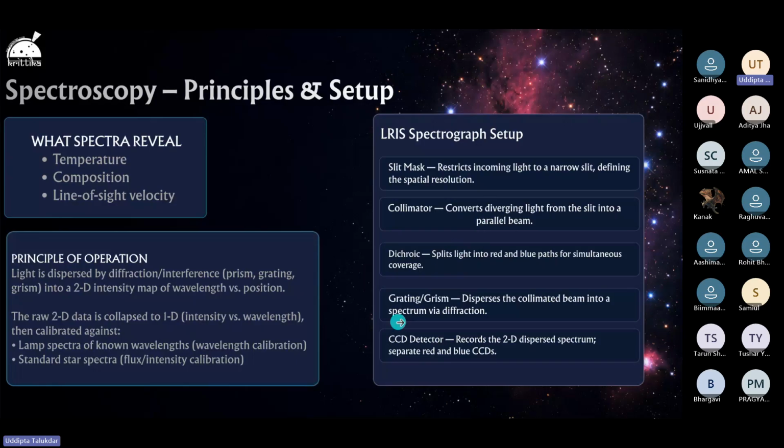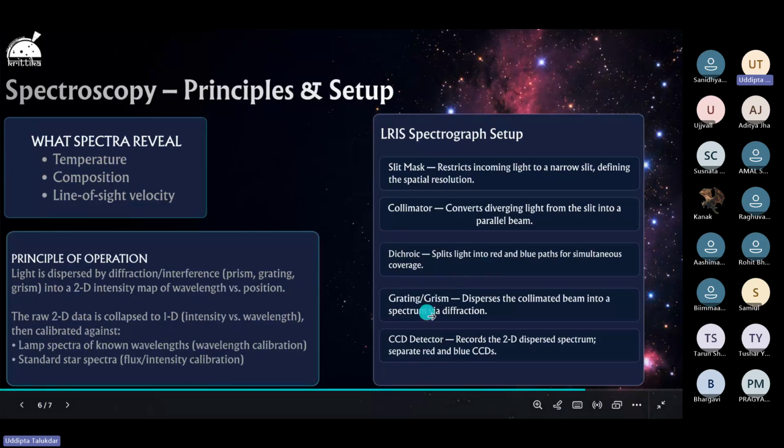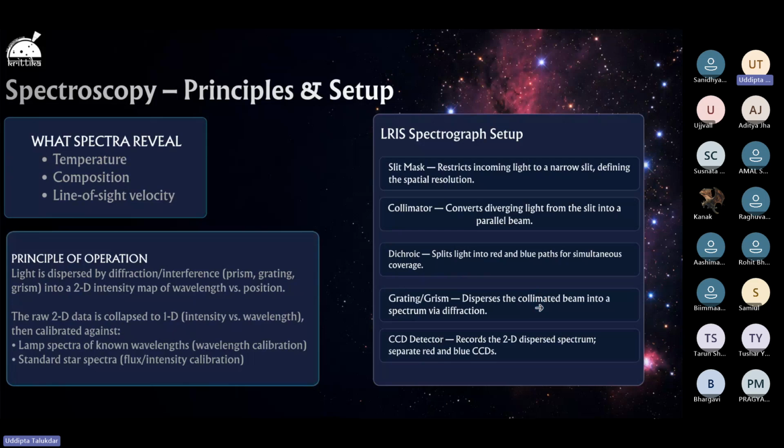Next, we go for the grating or grism. A grism is grating plus prism. This is where the actual dispersion happens. The parallel beam hits a finely ruled surface, the grating, or a combination of prism plus grating, that is the grism, which bends each wavelength by a slightly different angle, spreading white light into a spectrum.